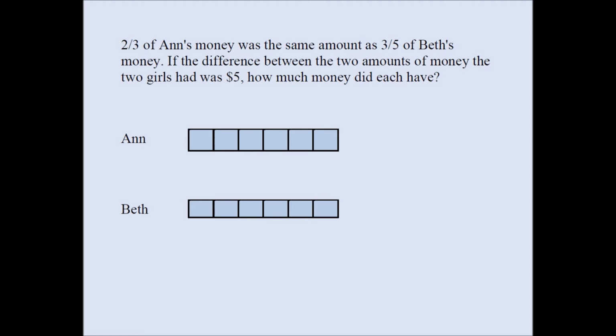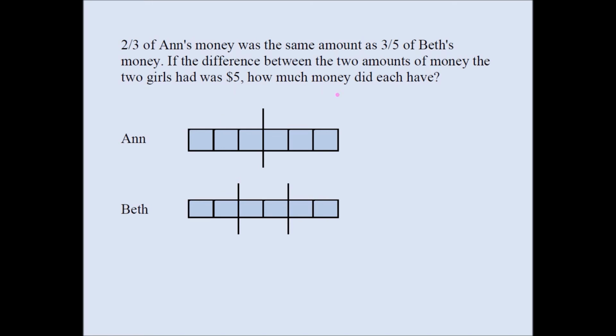Now, if this is 2/3 of Anne's money, 1/3 would be about this much. 1/3, 1/3. And if this is 3/5 of Beth's money, 1/5 would be about this much. So this part represents Anne's 1/3 and Anne's 1/3. So this is Anne's 2/3 and this represents Beth's 1/5, another 1/5, another 1/5. Altogether Beth has her 3/5 here and Anne has her 2/3 here.